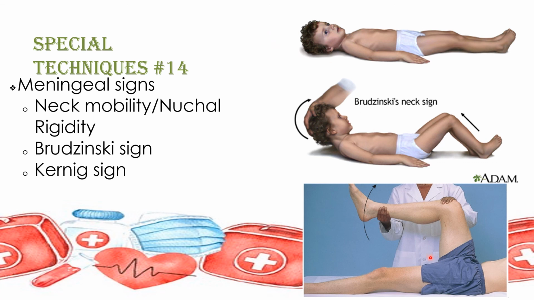Compression of the lumbosacral nerve root may also cause resistance together with pain in the low back and the posterior thigh. However, only one leg is usually involved.